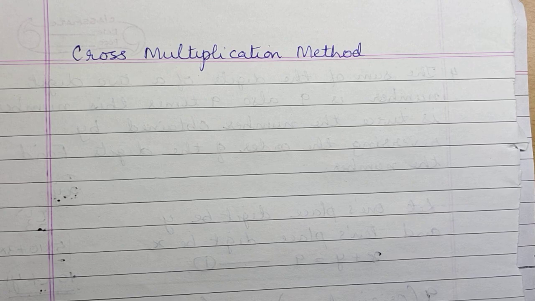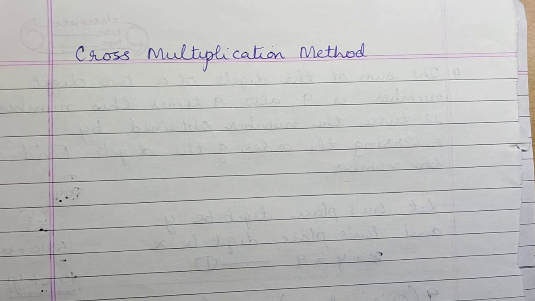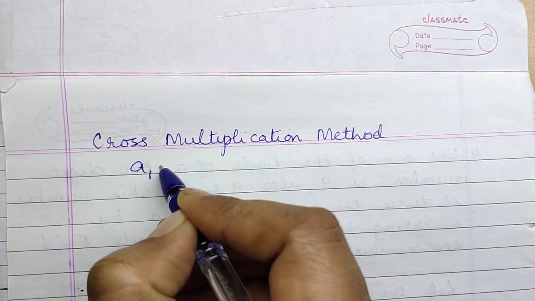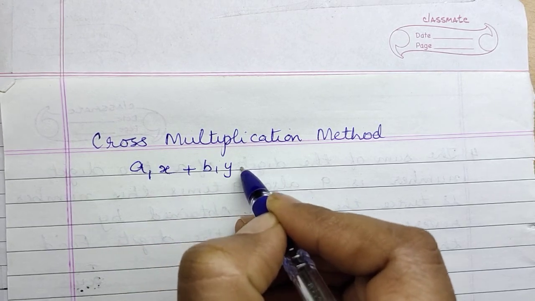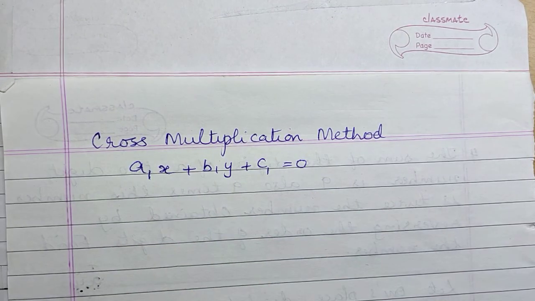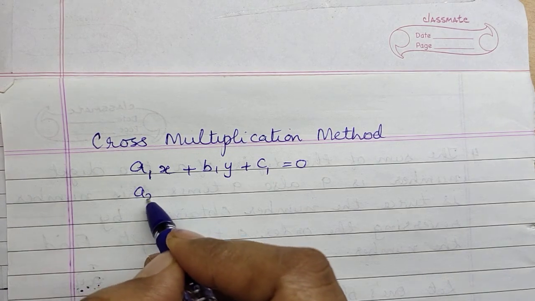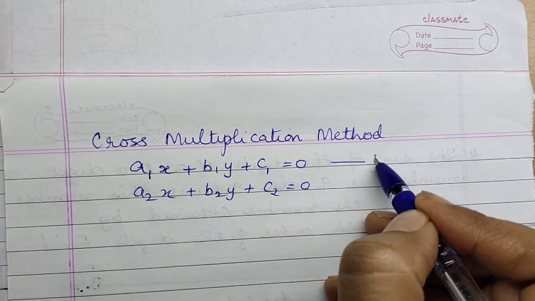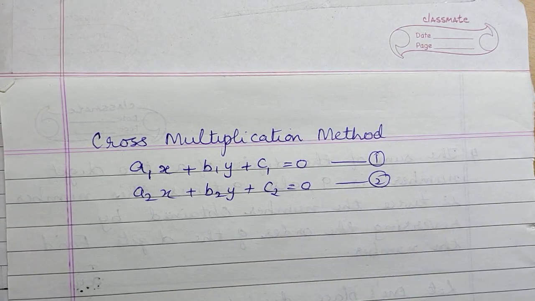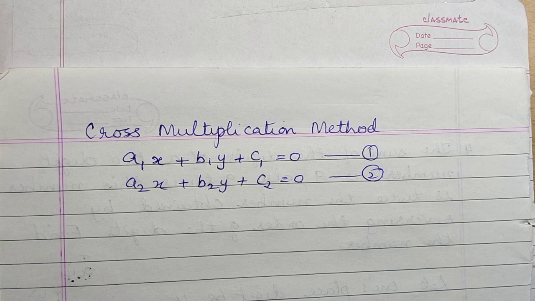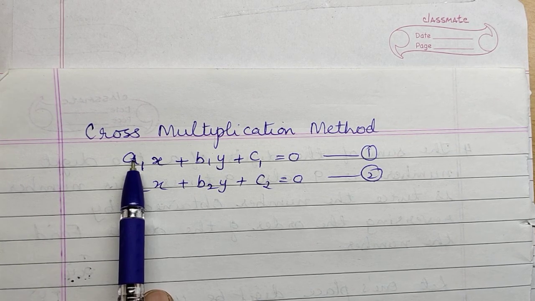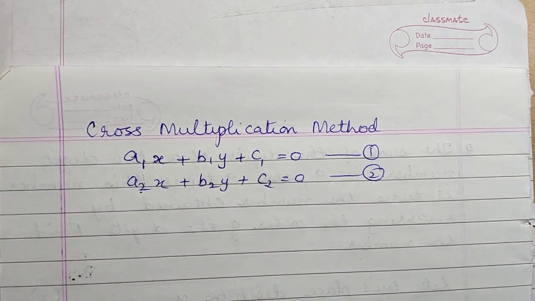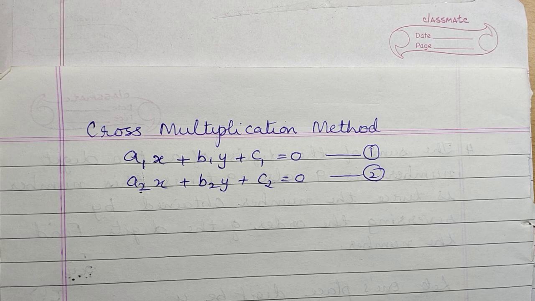Cross multiplication method, we have to write the equation, that is, the pair of linear equations, in general form: a1x plus b1y plus c1 equals 0, and second equation a2x plus b2y plus c2 equals 0. This is the first equation, second equation. This is the general form of a pair of linear equations. So now coefficients a1, a2 for x, b1, b2 for y, and c1, c2 for the constant term.